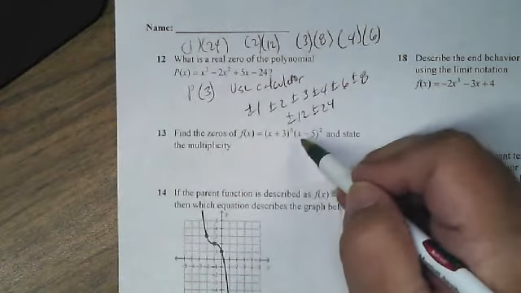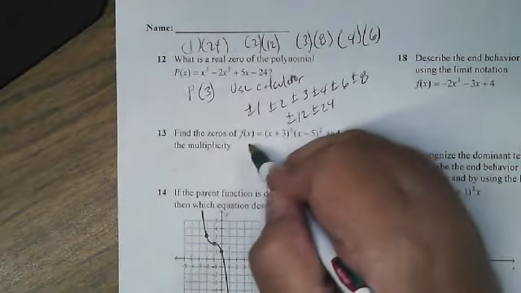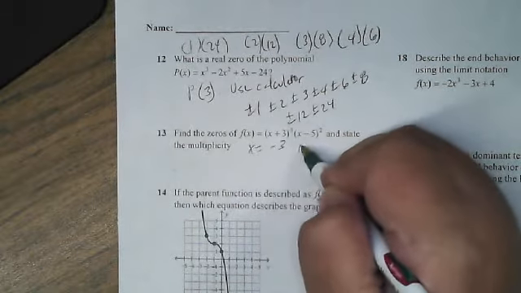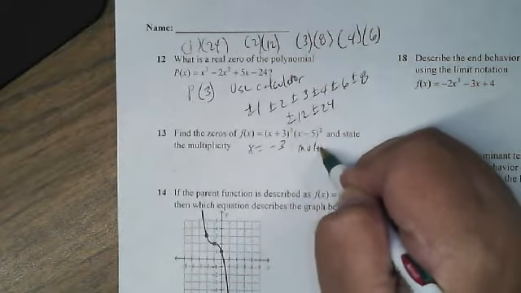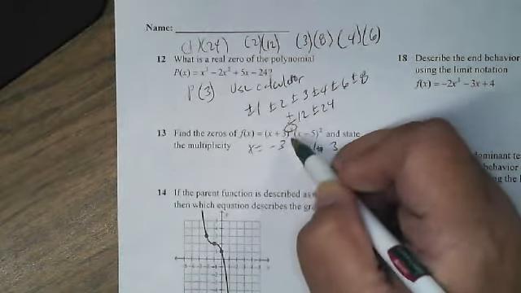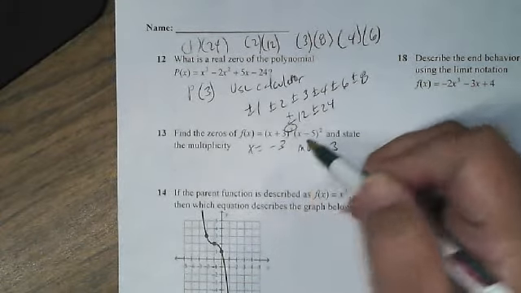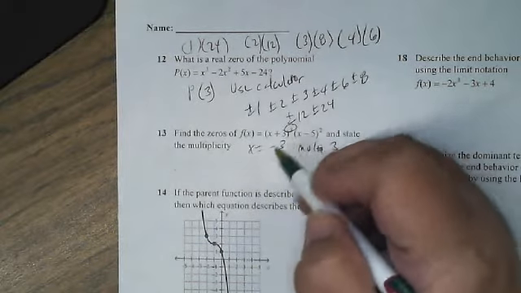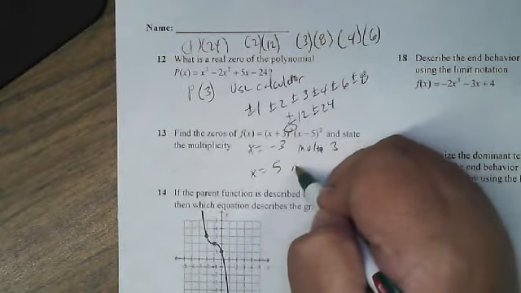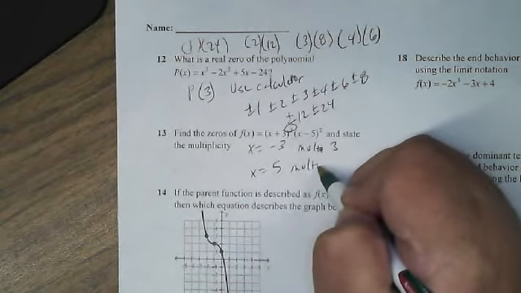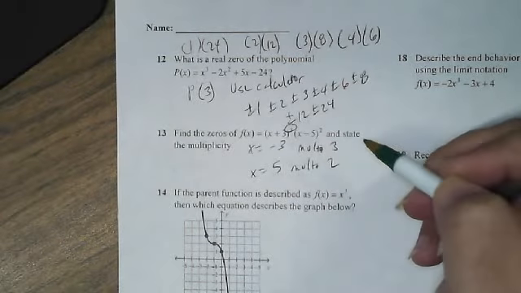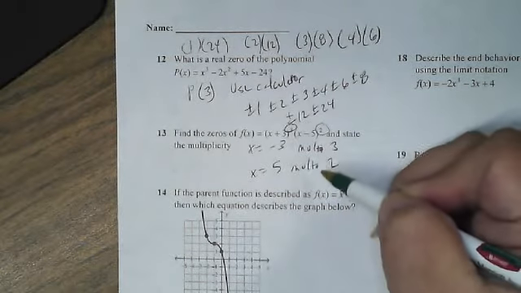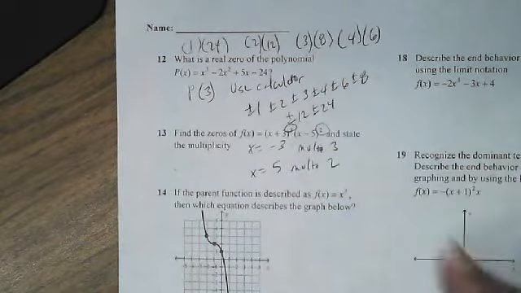So here, find the zeros and state the multiplicity. X is equal to negative 3, multiplicity of 3. The multiplicity comes from the exponent, whatever's up here, or degree or power, whatever you call it. Here, x is equal to 5, multiplicity of 2. Again, it comes from the exponent, the degree, the power.